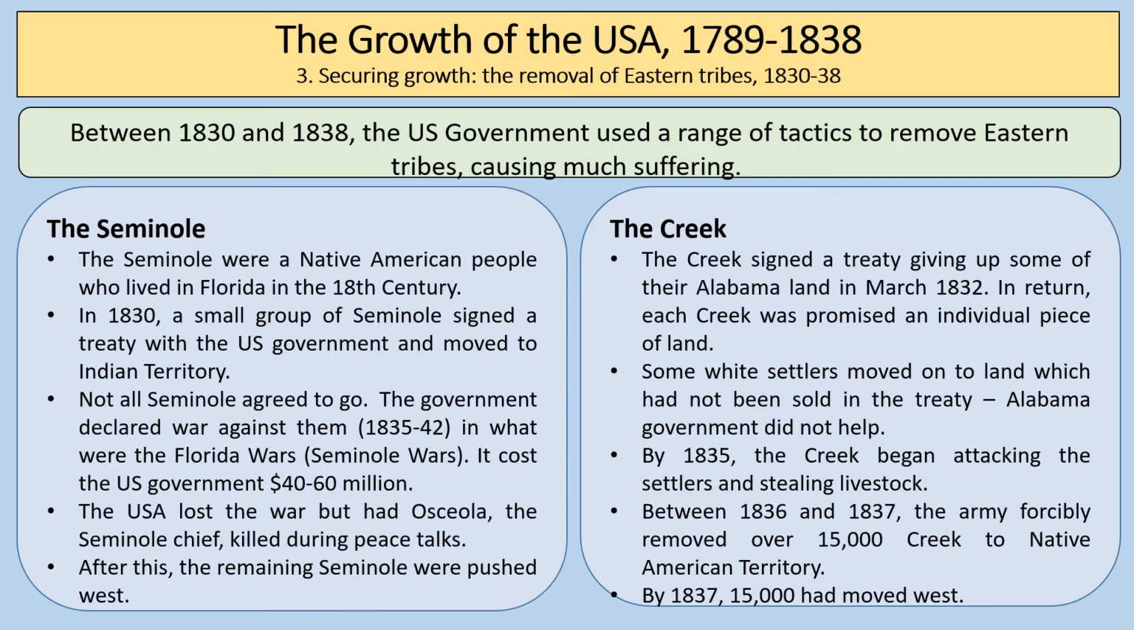The US lost the war, but had Esquila, the Seminole chief, killed during peace talks, and after this the remaining Seminole were pushed west. The Creek signed a treaty giving up some of their Alabama land in March 1832, and in return each of them was promised an individual piece of land. But some white settlers moved onto land which had not been sold in the treaty, and the Alabama government did nothing to help. By 1835, the Creek began attacking the settlers and stealing the livestock. So between 1836 and 1837, the army forcibly removed over 15,000 Creek to Native American territory. By 1837, 15,000 had moved west. So we can see here that the US government was using a range of different tactics, such as treaties, for example, putting white settlers on the land, but also using conflict and war as well.